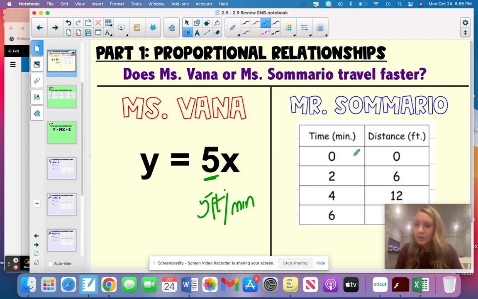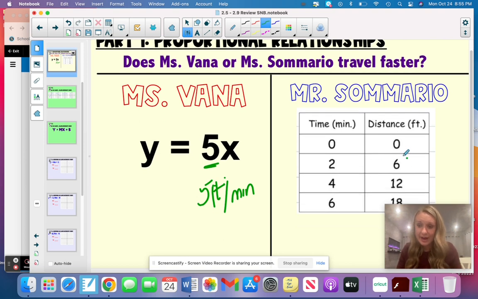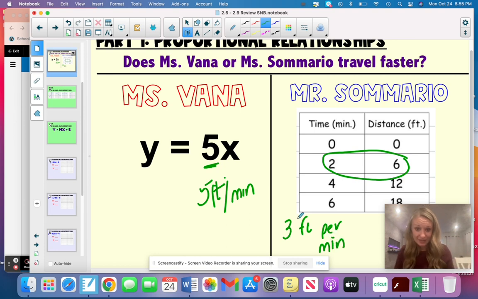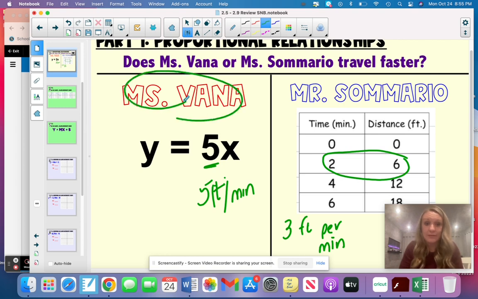Now, to look at Mr. Samario's, I know that we don't see where there's like a 1 minute, but remember what we've done in class? We can divide these two to figure that out. So I know 6 divided by 2 is 3. So this man can go 3 feet per minute. Now, because Ms. Vanna can go 5 feet, Mr. Samario can go 3 feet, Miss Vanna can travel at a faster rate, obviously.